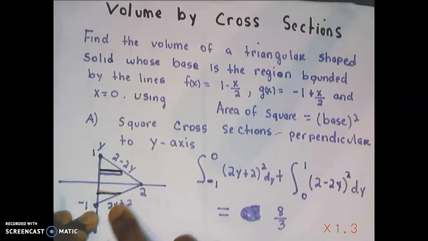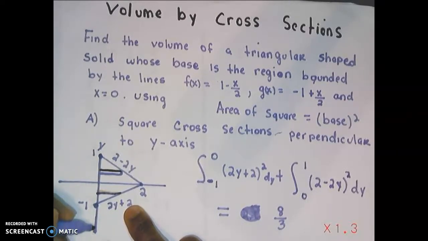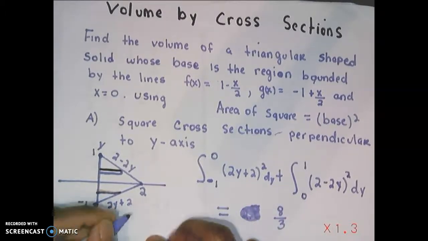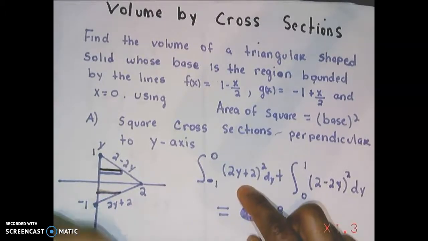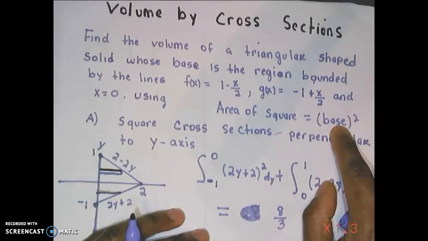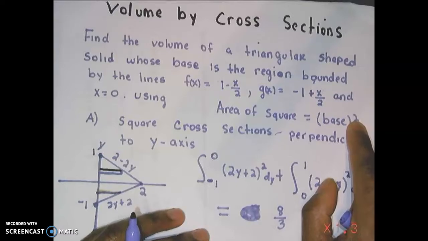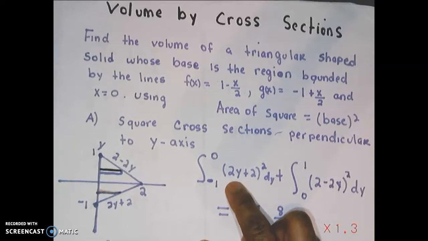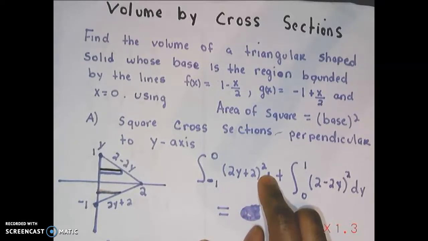So my right function is 2y plus 2. But since this is the y-axis, it's really going to be minus 0. So I know my base here is just going to be 2y plus 2. But if you want to find the area of a square, you have to take the base and square it, because the base and the height in the square is the same. So that's why I have 2y plus 2 squared.